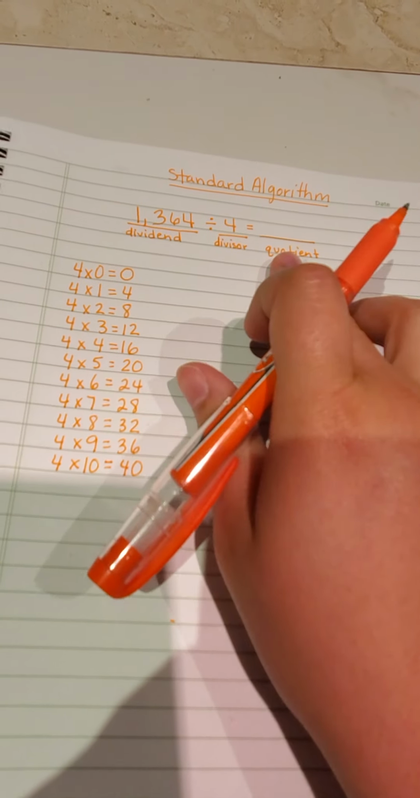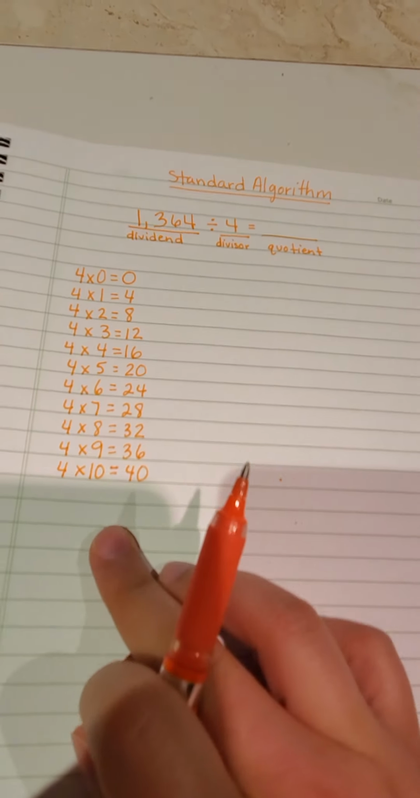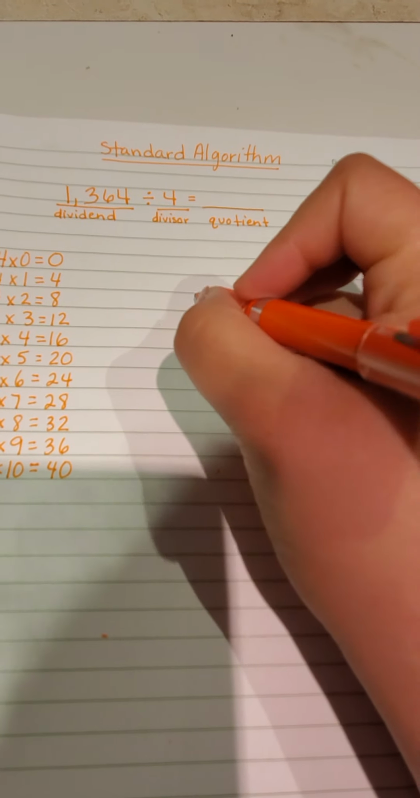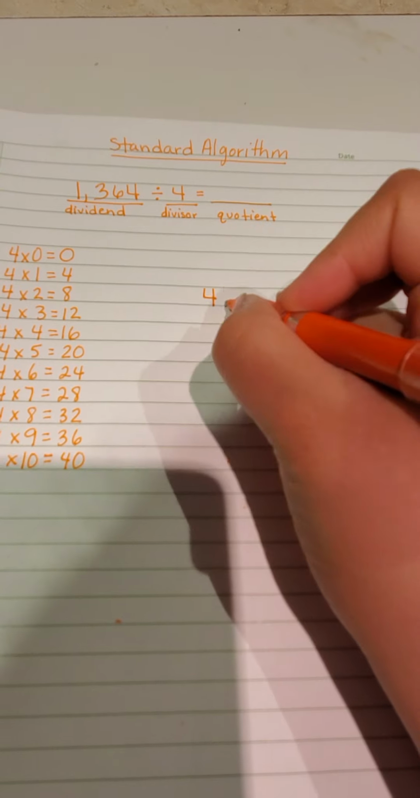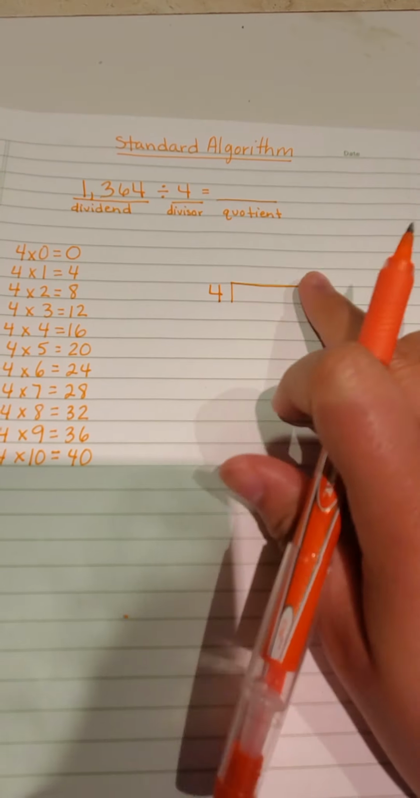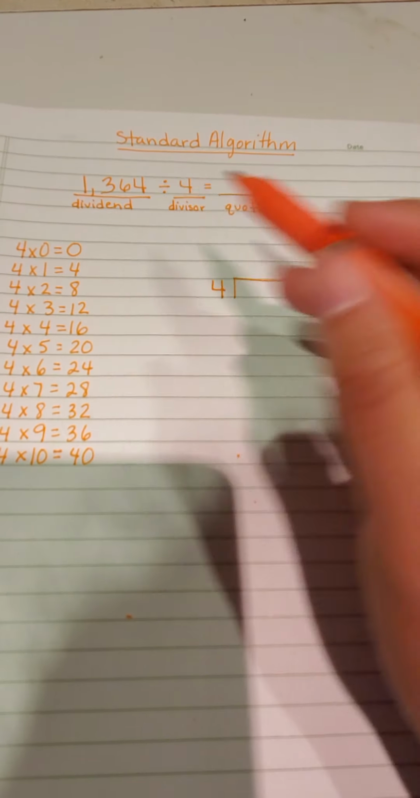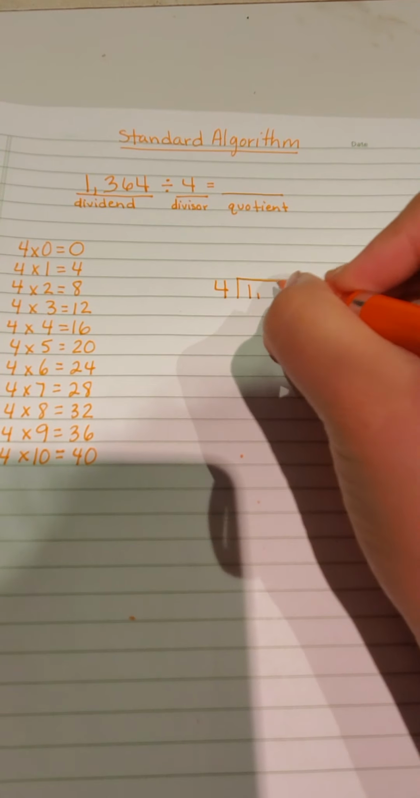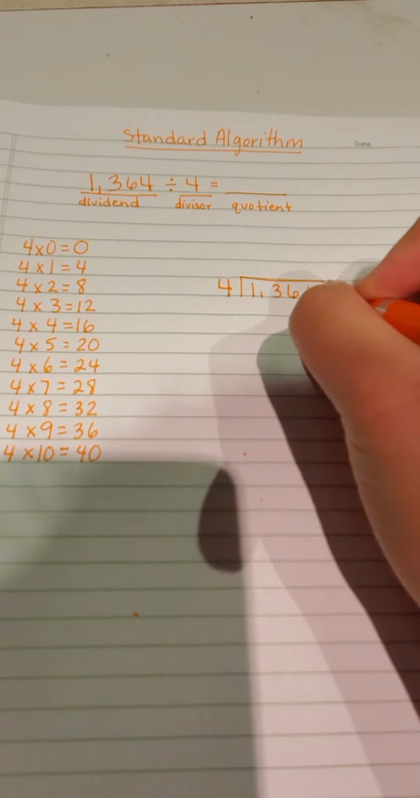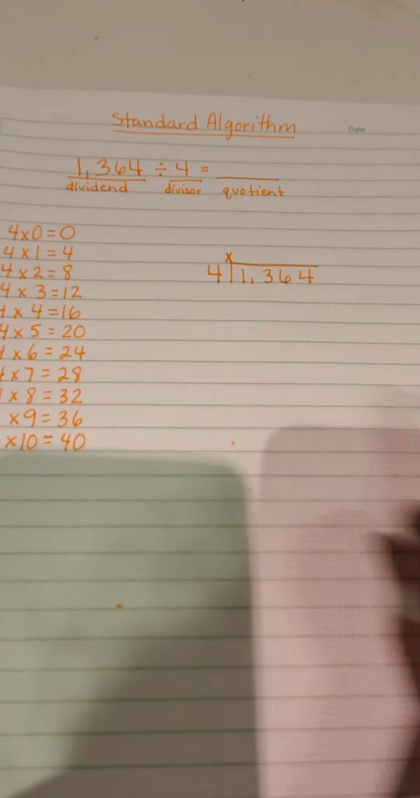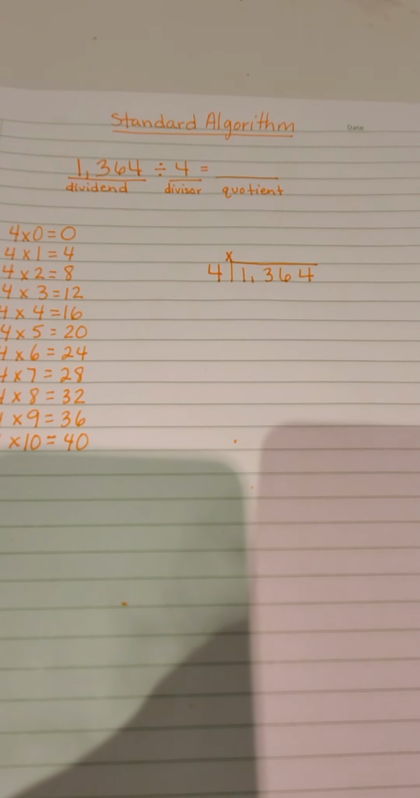So I already have my equation set up. I have my multiples of 4. Now I can get started. I write out my divisor here on the side. I have a 4. Inside my little area model, I'm going to put my dividend. That's 1,364. I'm relating multiplication to division, so I'm going to put a little multiplication sign there.